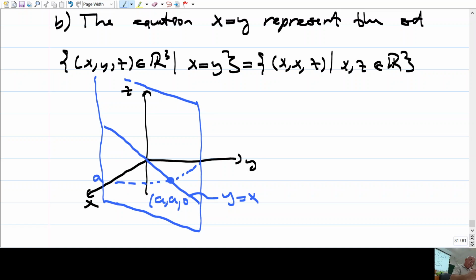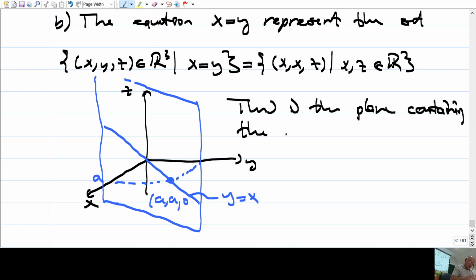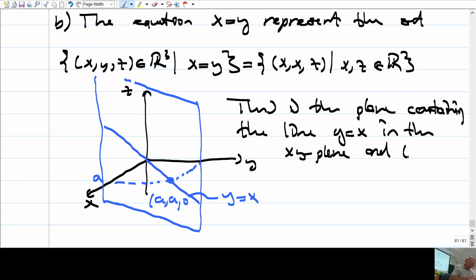So this is the plane. The plane containing the line y equals x in the xy plane and the z-axis.